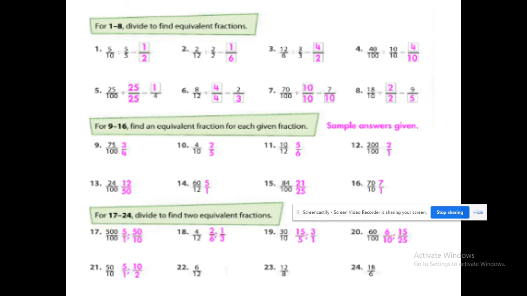Now, let's think about 5. If I use 5 for the numerator and the denominator, and I divide the numerator by 5 and I divide the denominator by 5, 50 divided by 5, it makes 10. 10 divided by 5, it makes 2. These are sample answers. You can think about other numbers and you can use other numbers to divide and bring equivalent fractions. Number 22.